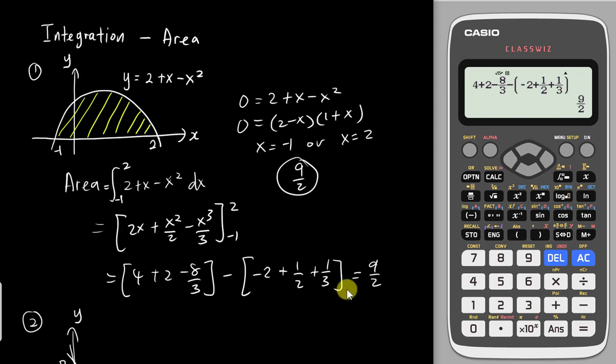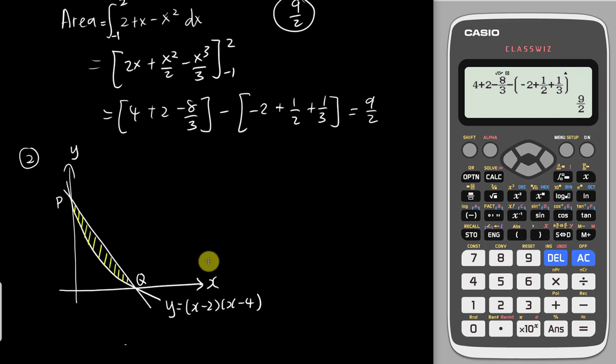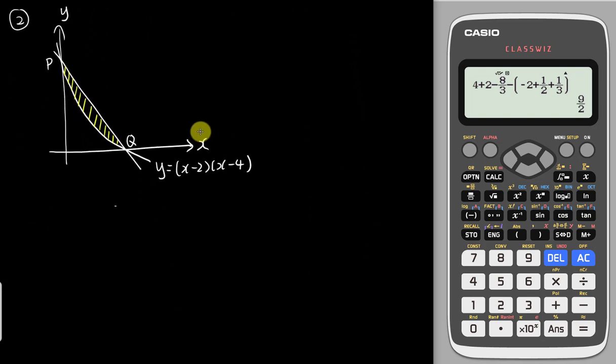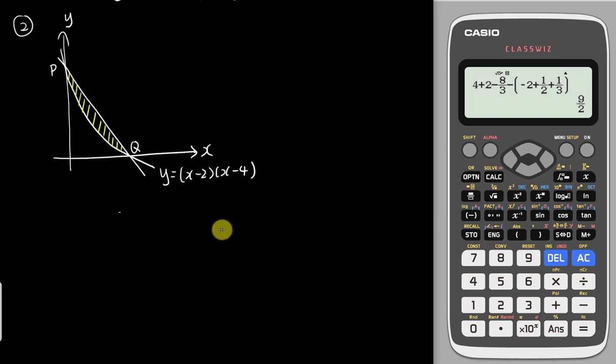Alright, so let's have a look at one more example, which is slightly more complicated, because I hope this video can also help you understand the area for this topic. So if we have a question like this, same thing, they ask us to find the area of the shaded region, which is the yellow one. So you want to find the area of the shaded region, right?